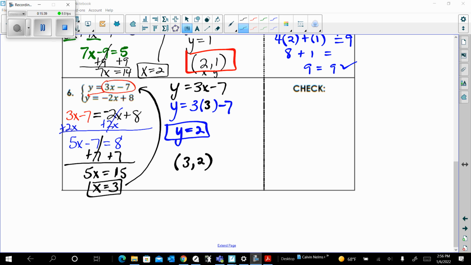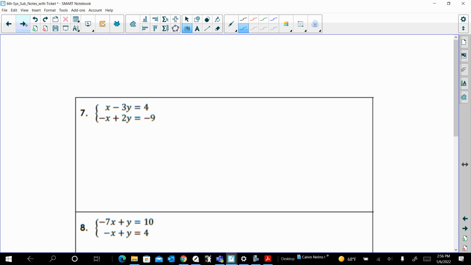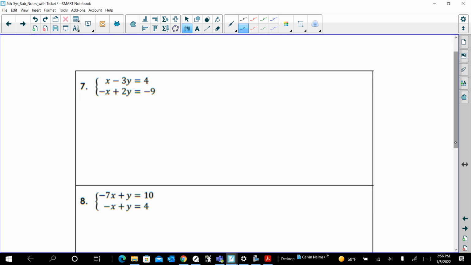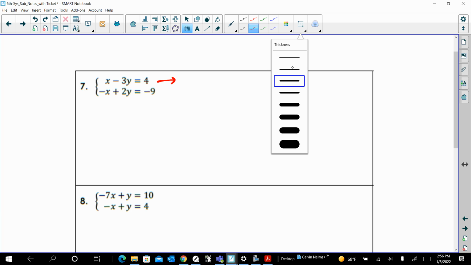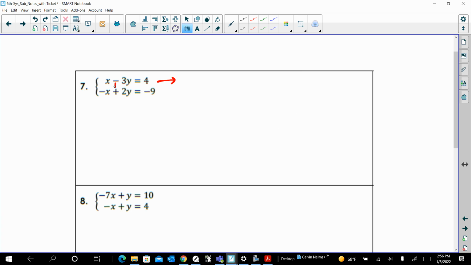Now, on our last set of equations, to use substitution on number 7, you would need to pick the easiest variable to isolate, which would be the x in the first equation. So we want to solve for x. By getting this x isolated, you're going to end up having to add 3y on both sides. So that means x would equal 3y plus 4. And now that lets you get started.